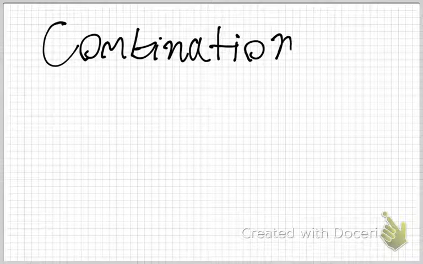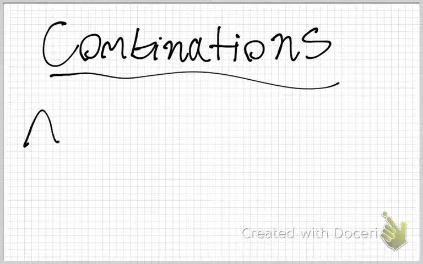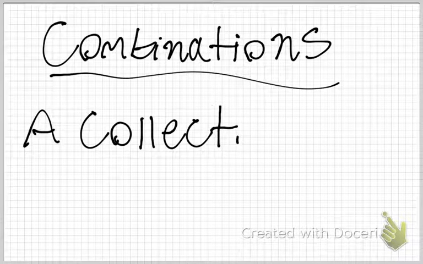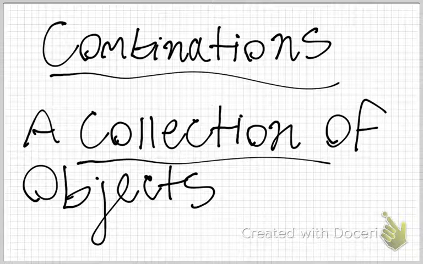Combinations. I'll start with combinations first. The definition of combinations: a combination is a collection of objects, and not an arrangement of objects. I emphasize that because a permutation, I'll explain it later, is an arrangement of objects, whereas a combination is just a collection.